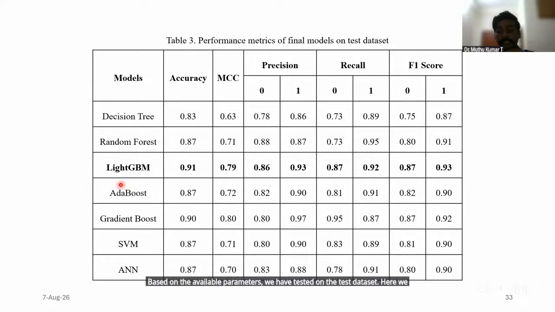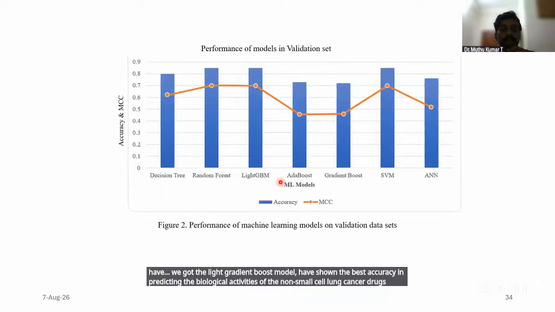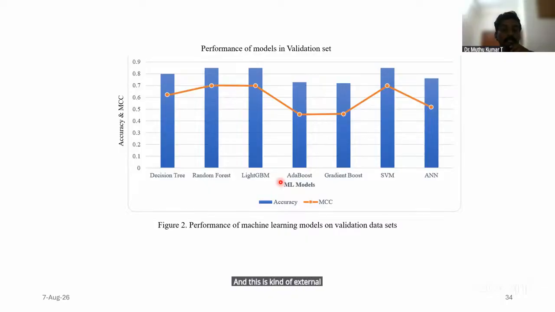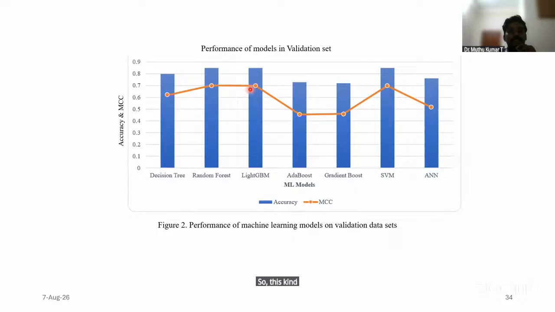Here we got that the LightGBM model showed the best accuracy in predicting the biological activities of non-small cell lung cancer drugs. This is the kind of external validation we did with the external data set, like 100 data points we collected externally, and we tested all 7 models again. There also you can see LightGBM showed 0.7 in the external validation as well. So these kinds of predictions can be done with the help of AI models.